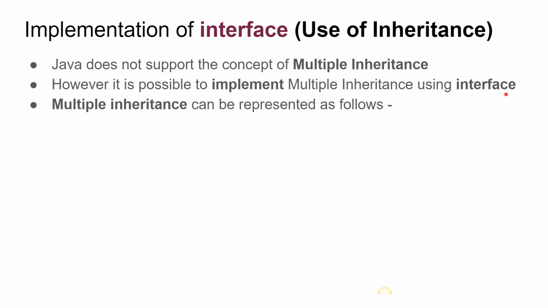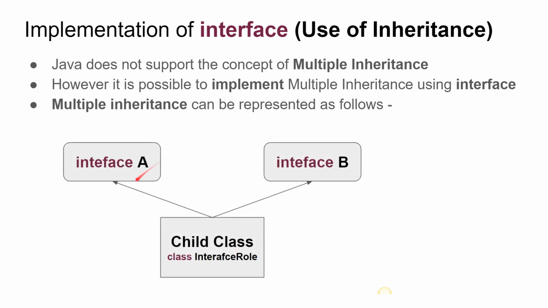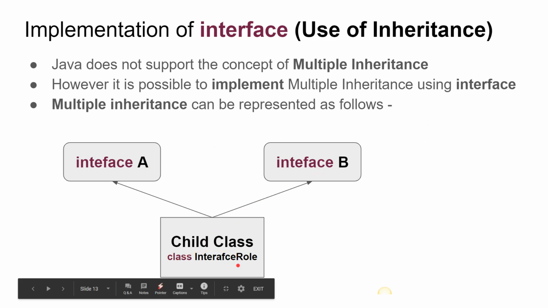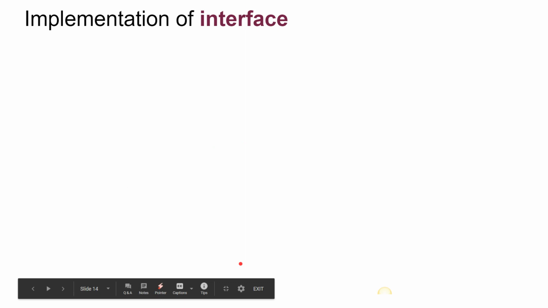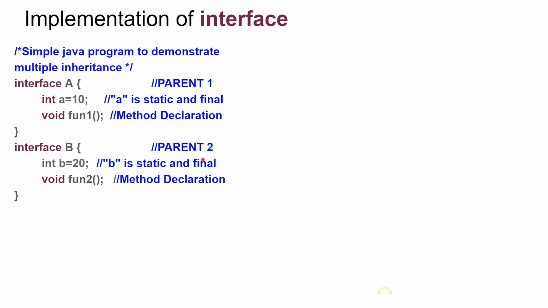So when I say interface, the implements keyword will come into the picture. If you are trying to inherit classes, then the extends keyword will come into the picture. So multiple inheritance can be represented as follows. We have interface A, interface B, and a child class. Interface A and interface B are two parents, parent 1 and parent 2, right?